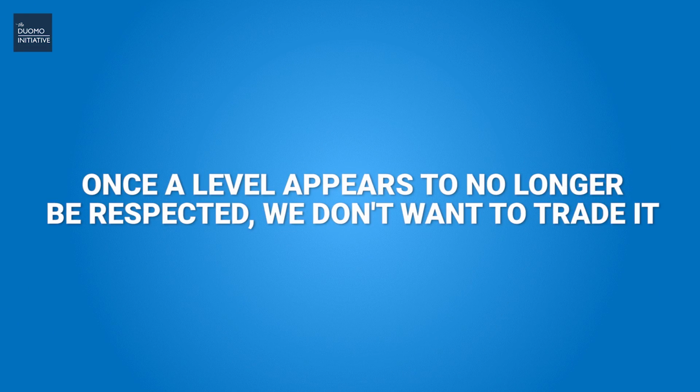Number 3. Once a level appears to no longer be respected, we don't want to trade it. Alright, this one's pretty obvious, but I need to explain it because with the Duomo method, we obviously have very specific criteria that tell us when a level is not being respected or when it is or when it doesn't matter. So, when a level is broken, in other words, when the price just moves straight through it, then that's fine. We don't mind that happening.